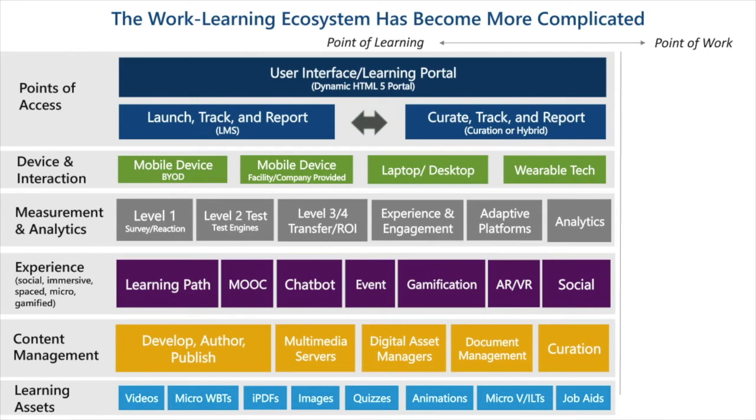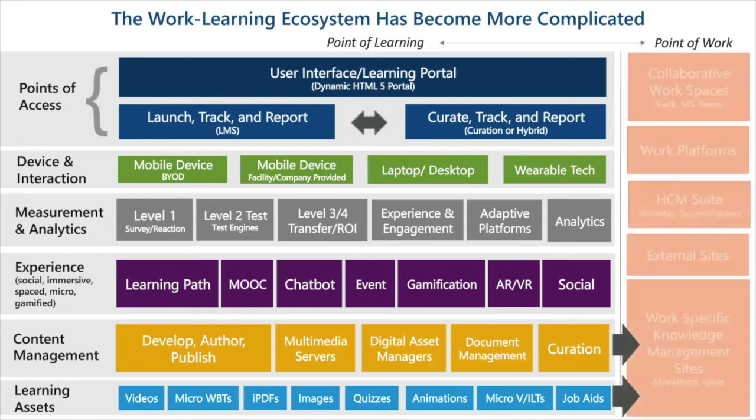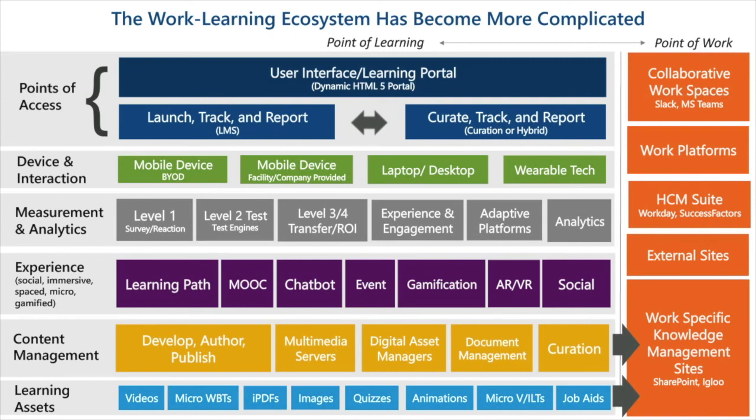Now, what's really exciting is on the right-hand side, the point of work. So a lot of that was about the point of learning, and this is where we've seen a lot of great expansion. In the upper right-hand corner, I talk a lot about collaborative workspaces, for example. There are a lot of things in that space, but probably many of you are familiar with Slack or Microsoft Teams, probably two of the bigger ones, just as an example. If you think about Microsoft Teams, it's a place where people come together, they collaborate around a project or an initiative, and they're able to do it.